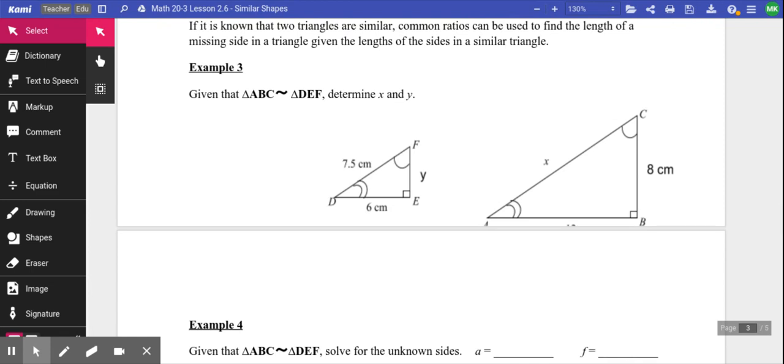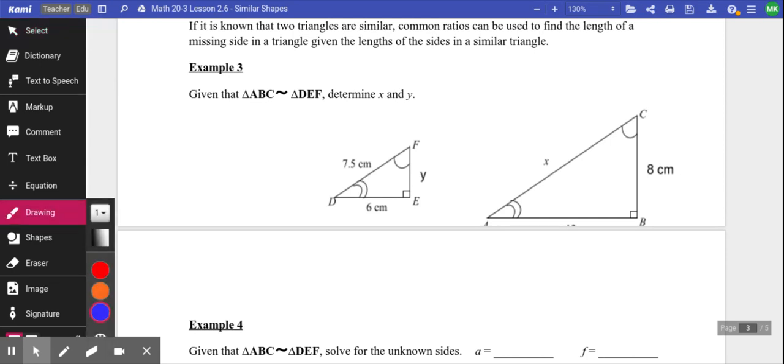Example 3. So they're saying, given that triangle ABC, that's A to B to C, is similar to DEF. These are similar triangles, determine X and Y. You're going to do this the exact same way that you did the other ones. You're going to find out what the scale factor is and then multiply by that scale factor. Mine's a little cut off on the bottom, but that distance is 12 centimeters.